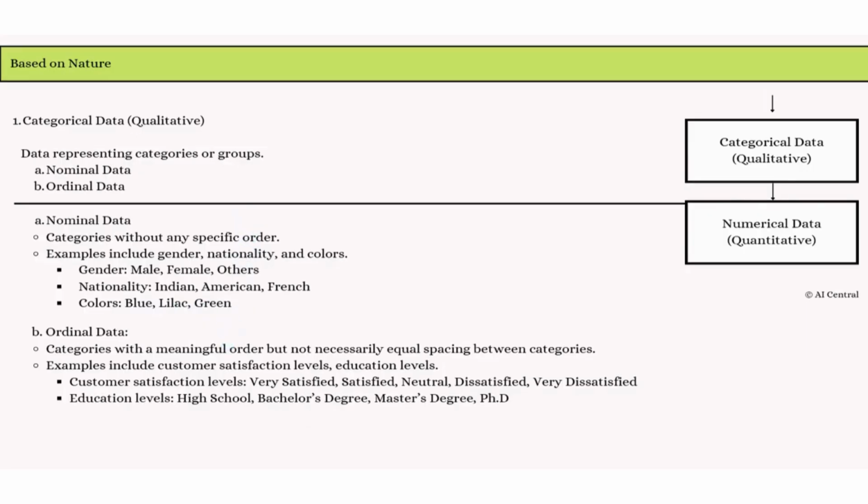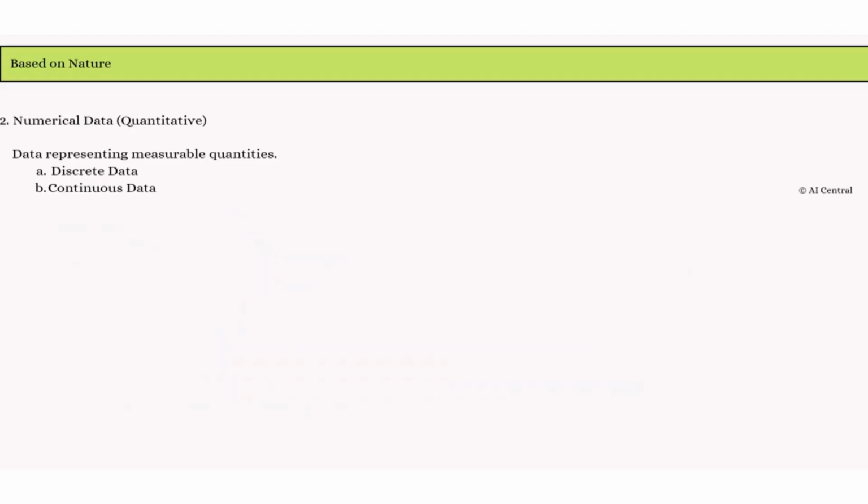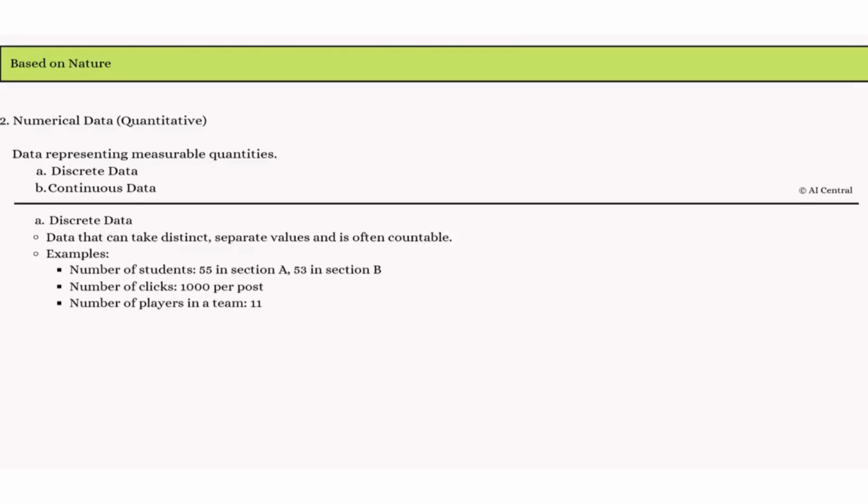Next, on the basis of nature, we have numerical data, which is also called quantitative data, and it represents measurable quantities. Numerical data can be discrete or continuous. If we consider examples of discrete data, we can say the number of students is 55 in section A for class 8th and 53 students in section B of class 9th. So discrete data can take distinct values and they are often countable. So we can count these discrete values.